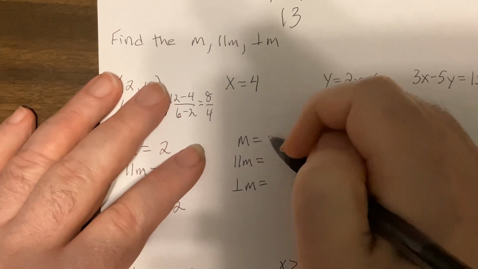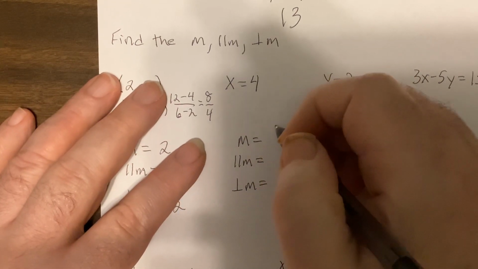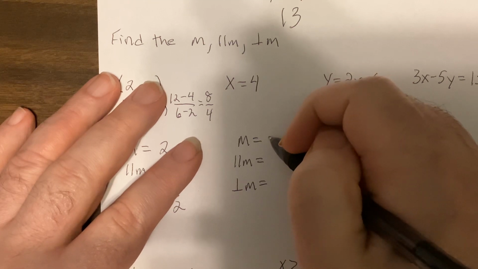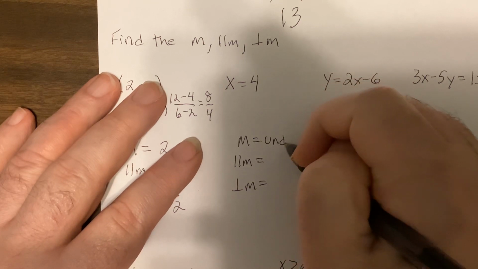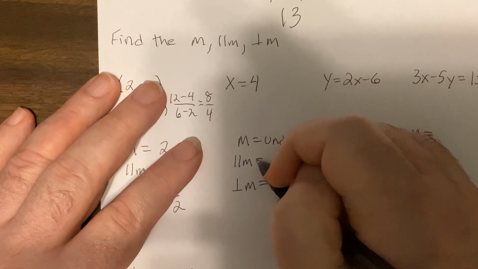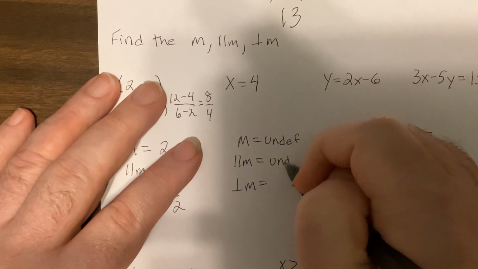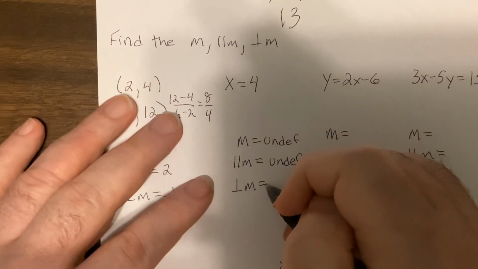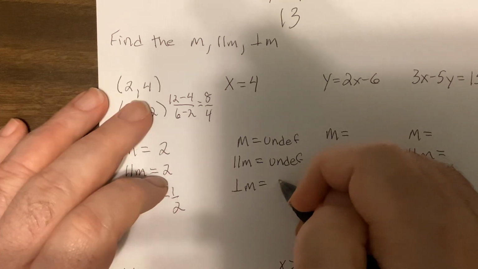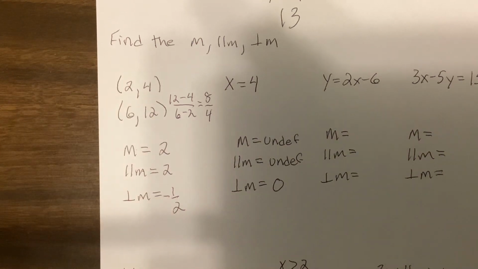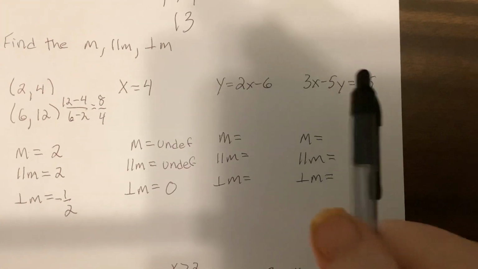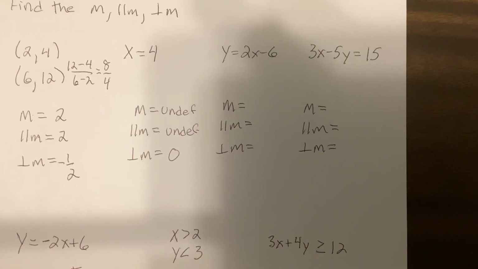So this x equals a number is a vertical line, whose slope is always undefined. So the parallel slope is also undefined. So the perpendicular negative reciprocal would be 0. Now do these 2. Freeze the video, do those 2, and then turn me back on.